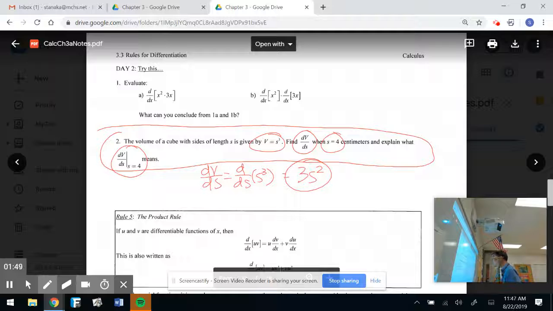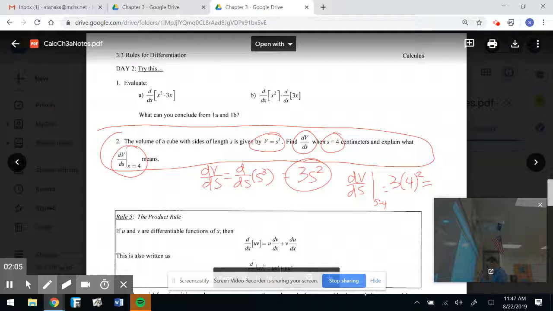That's the derivative. Now, notationally, we always want to write things correctly. If I use this dV over ds notation, I do that little bar with s equal to 4, which means I'm putting a 4 in for s, and I get 3 times 4 squared. That'd be 16 times 3, which is 48. What does that mean?